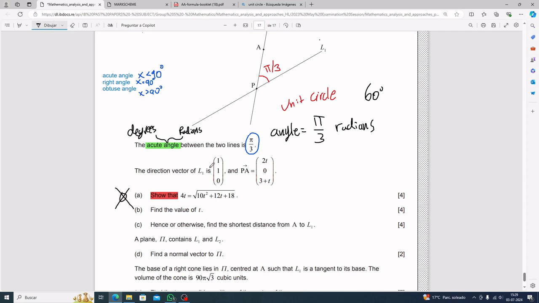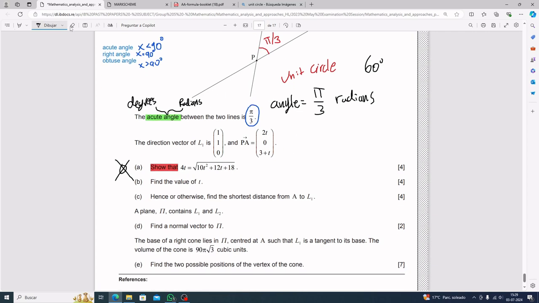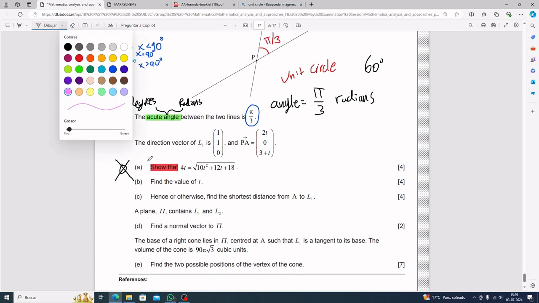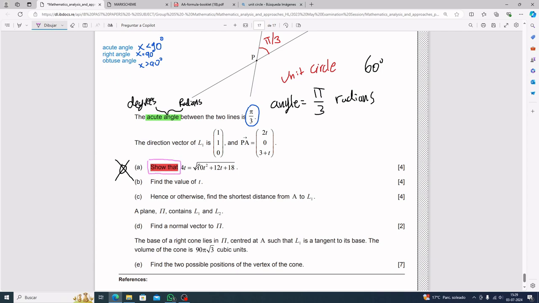Before we jump into it, I do want to give you a quick tip that you can use for exercises like these. Whenever you have "show that," that's telling you that this right here is true. This is a fact. 4t does equal the square root of 10t squared plus 12t plus 18. Why is this worth mentioning? Because for part B, you do need part A, but for finding the value of t, you can just solve this equation there.